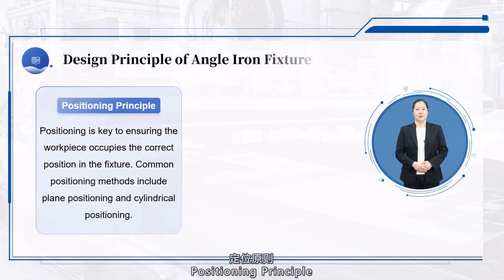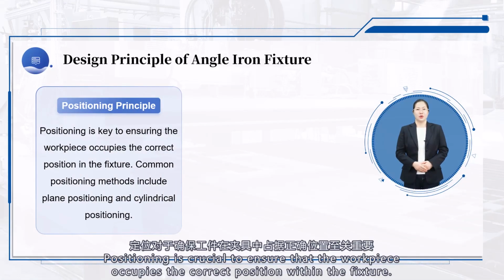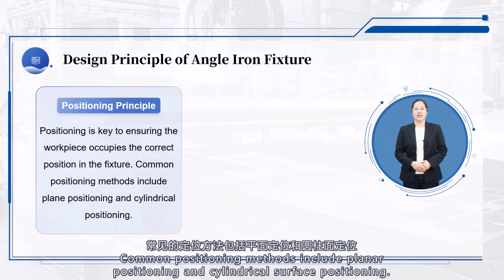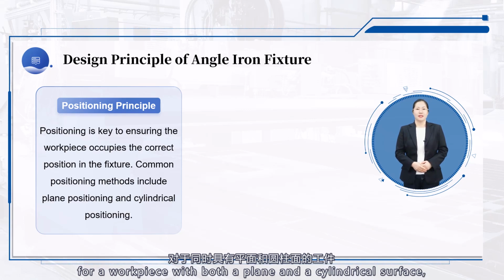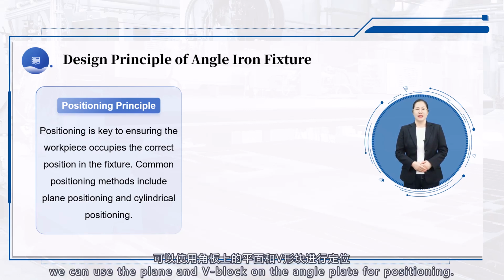Positioning principle. Positioning is crucial to ensure that the workpiece occupies the correct position within the fixture. Common positioning methods include planar positioning and cylindrical surface positioning. For example, for a workpiece with both a plane and a cylindrical surface, we can use the plane and the V-block on the angle plate for positioning.